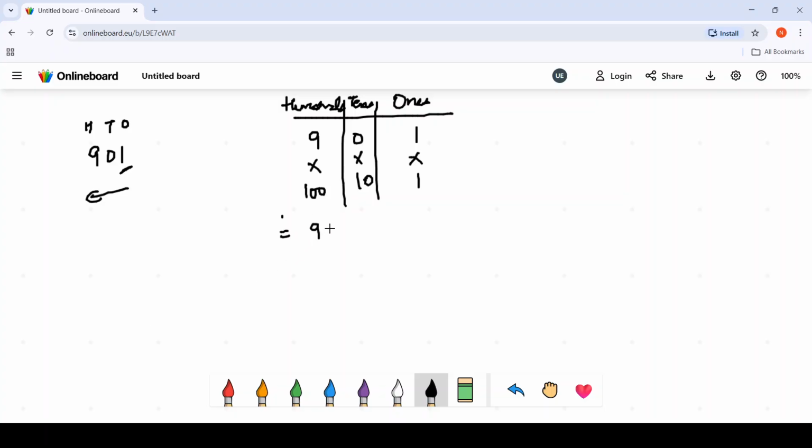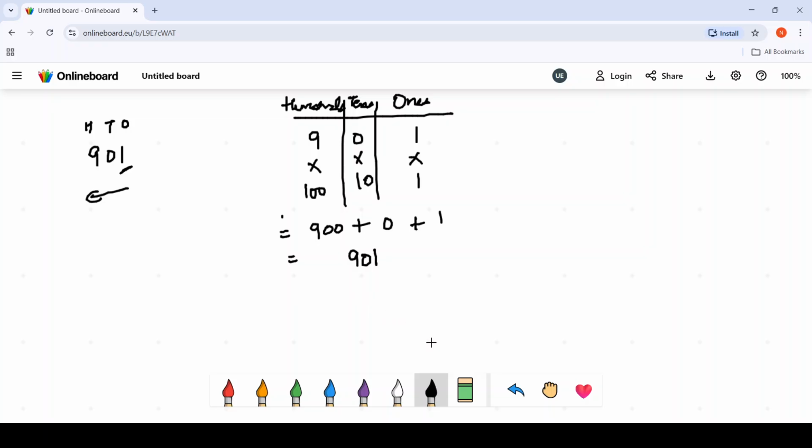So 9 multiplied by 100 becomes 900, plus 0 multiplied by 10 becomes 0, because any number you multiply by 0, you will get 0, right? 1 multiplied by 1 is 1. So it becomes 901. 901, correct? Alright.